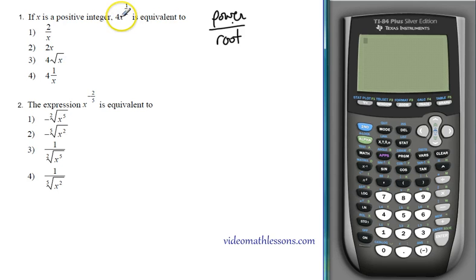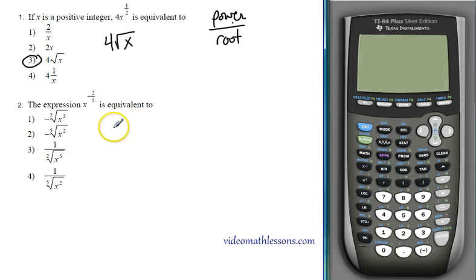Now notice it's only hooked up to the x. So what this is really just saying is, don't touch the 4, just leave the 4, x to the first power square root, which would look like this. So it's 4 rad x. Choice 3.